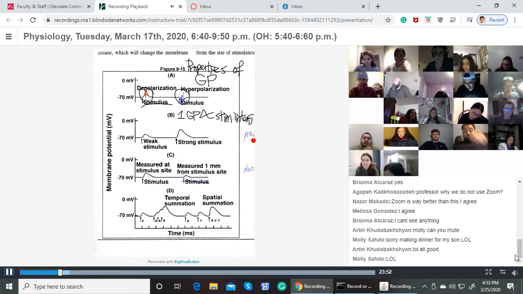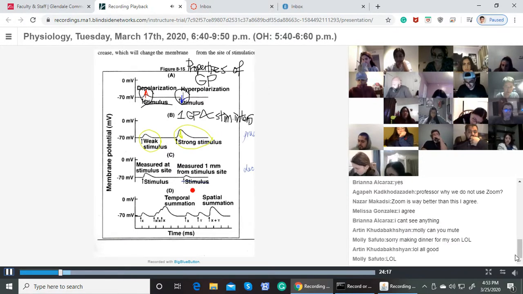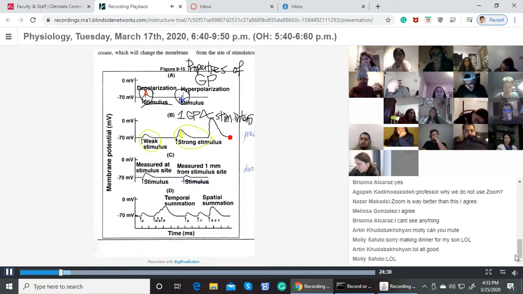If we have a weak stimulus, then we have a small deflection. Let's say we just use the upward deflection, the depolarization. But if we have a stronger electric shock, then the amplitude of the graded potential, the GP, will be higher. In other words, if you give an even stronger stimulus, the graded potential will get even higher. So it can be like that.